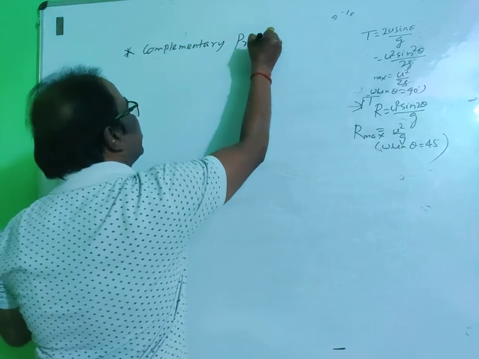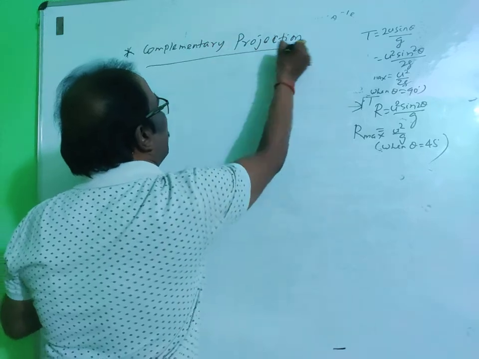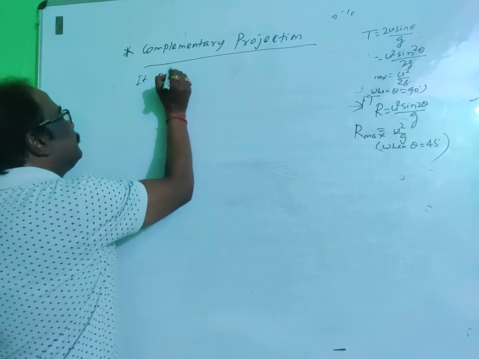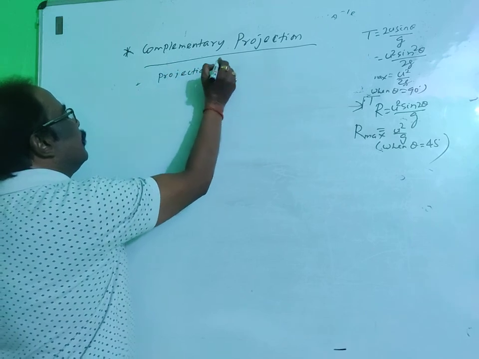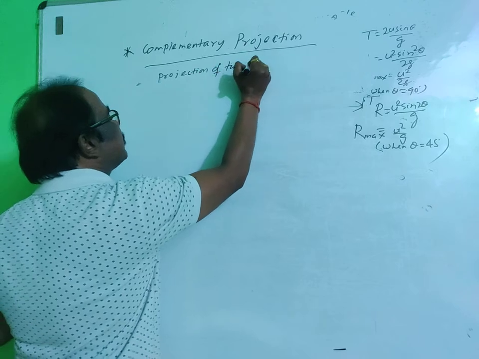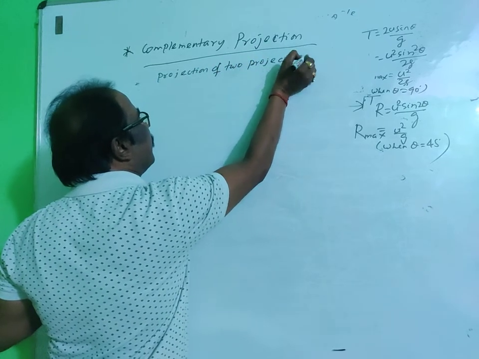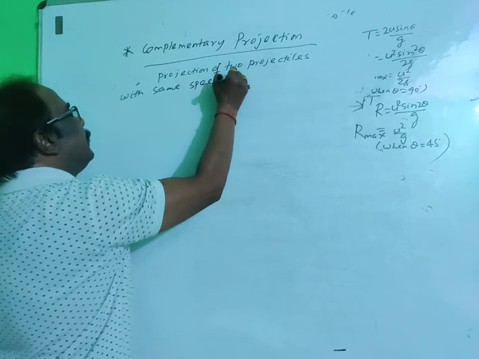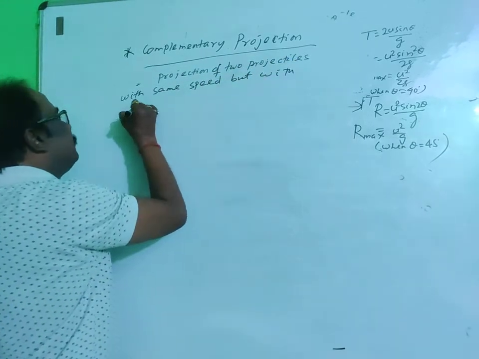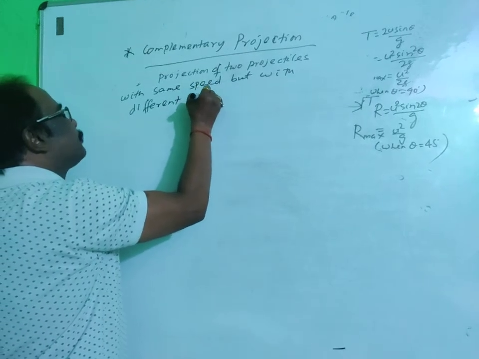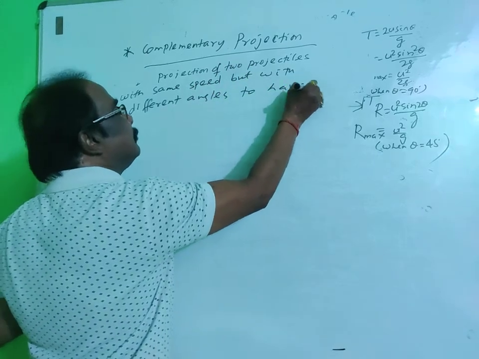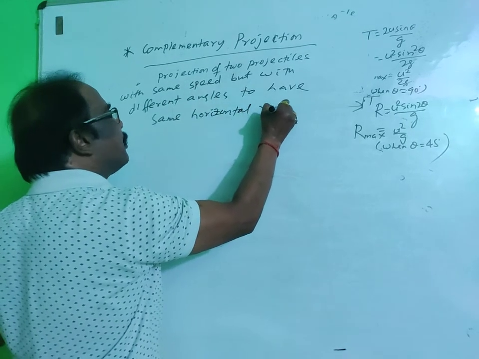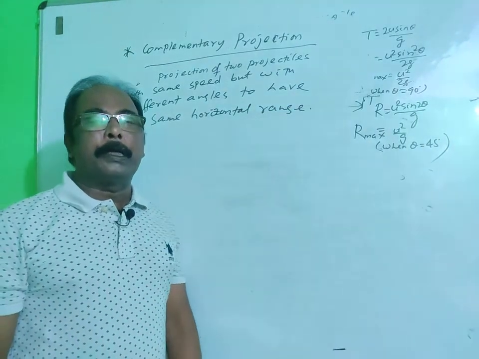Complementary projection. What is meant by complementary projection? It is projection of two projectiles with the same speed but with different angles to have the same horizontal range. Highly conceptual, and several points will come under complementary projection.